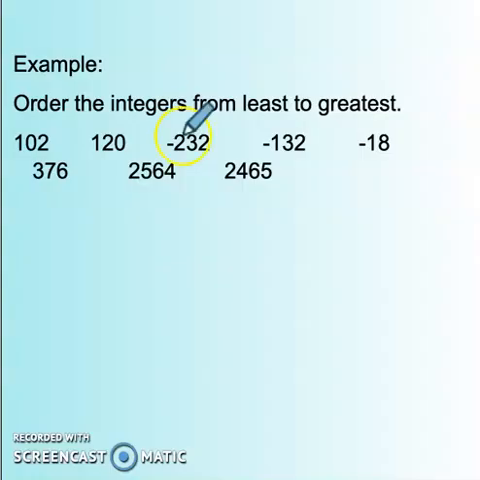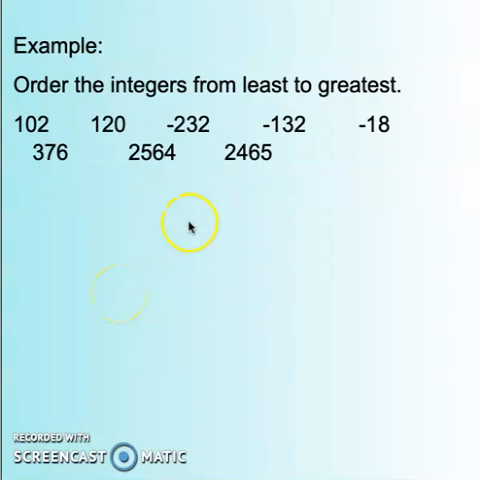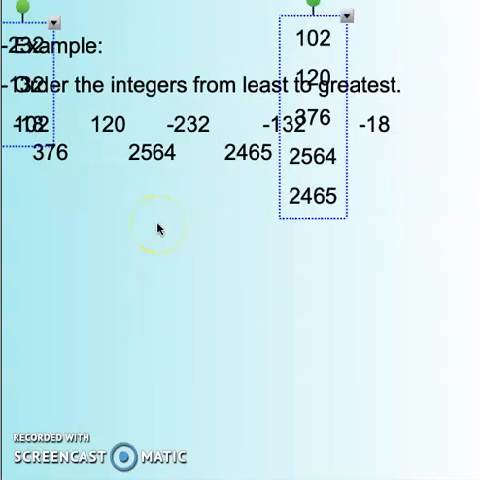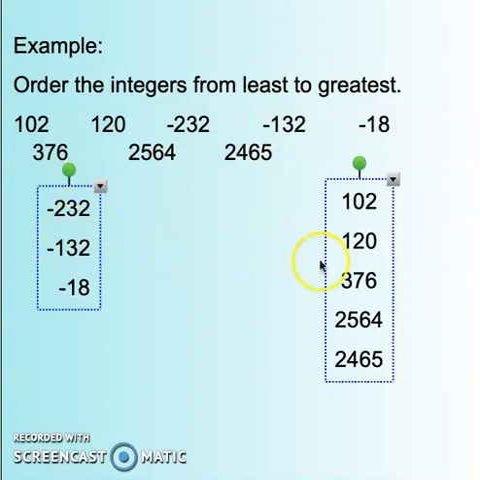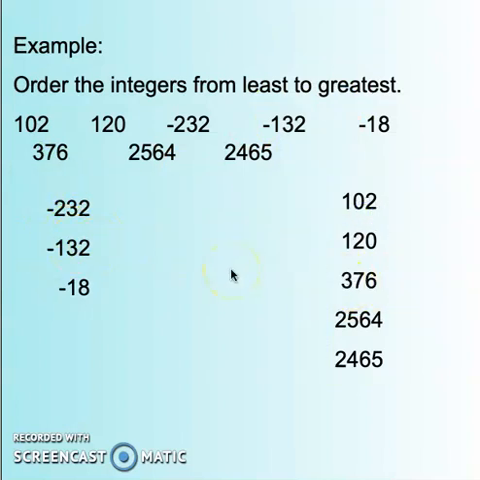And what I want to do is look at this list of integers and talk about how we put this list from least to greatest. Okay, so we're going to put them into two categories. We're going to separate the negatives from the positives, and then we're going to start ordering them.